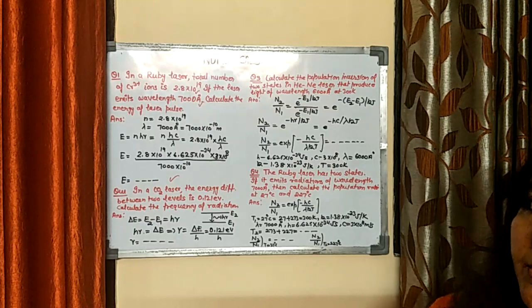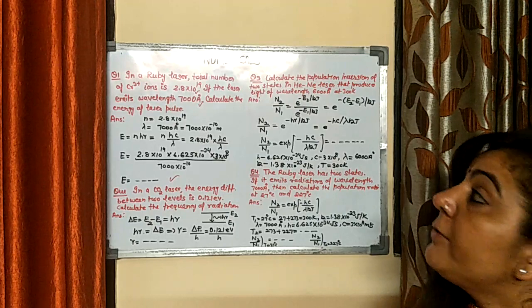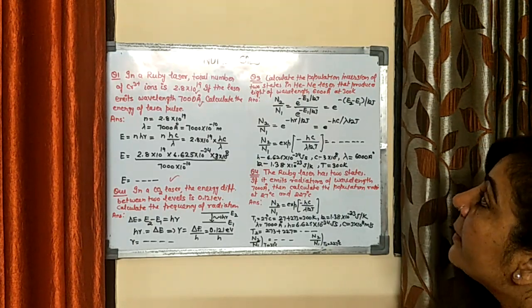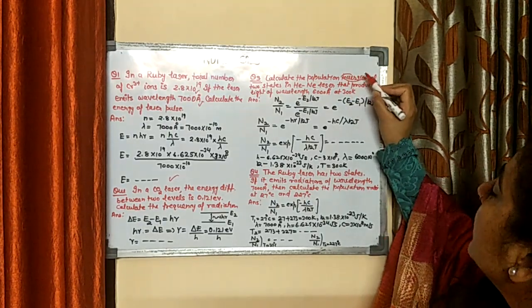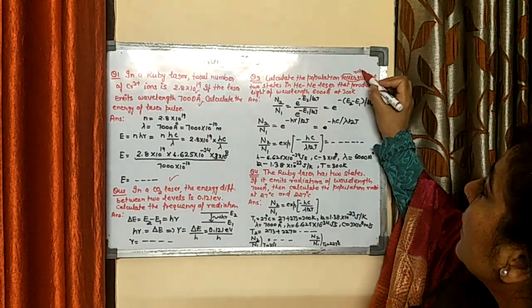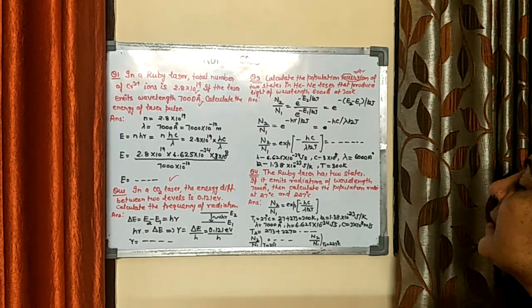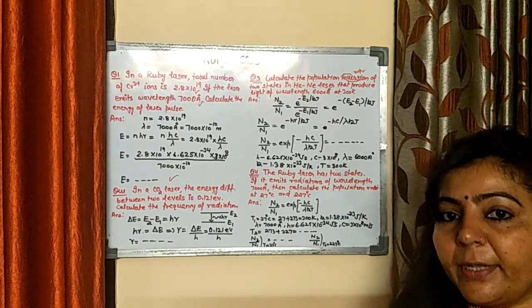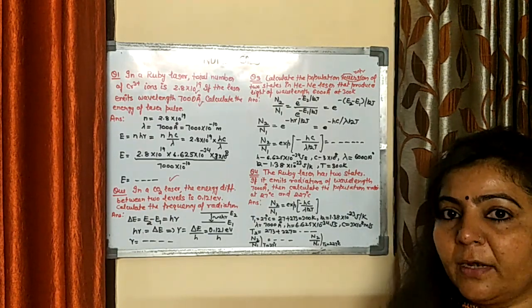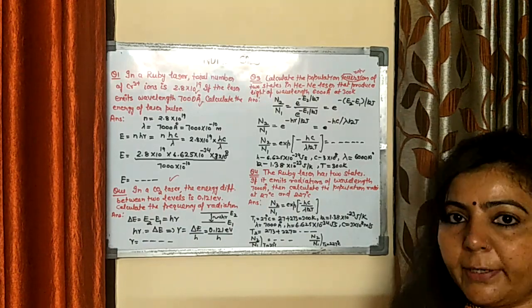Now the third question is important. Calculate the population ratio of two states in a helium neon laser that produces light of wavelength 6000 angstrom at 300 Kelvin. So you have this helium neon laser, and at 300 Kelvin we have to find the population ratio between the two states which are involved in lasing.